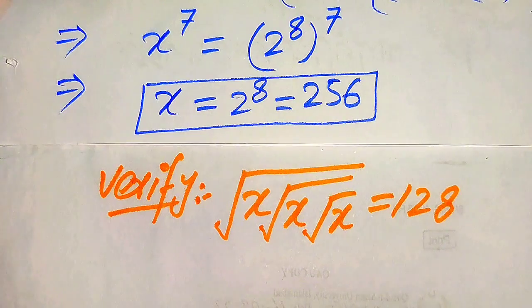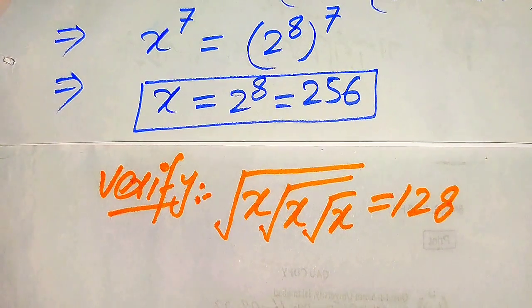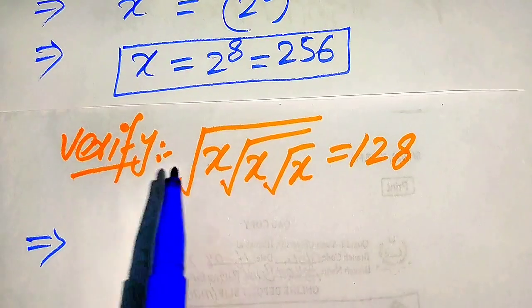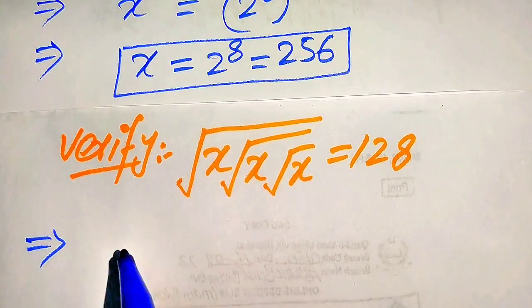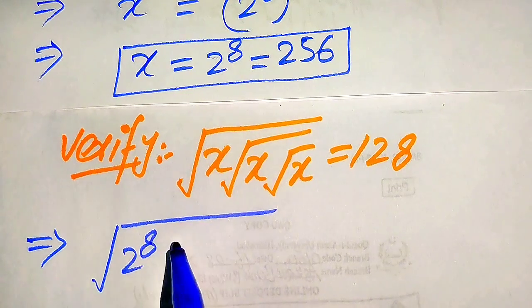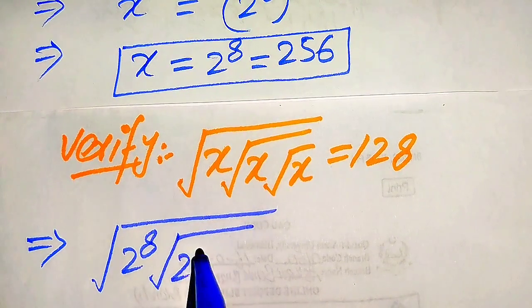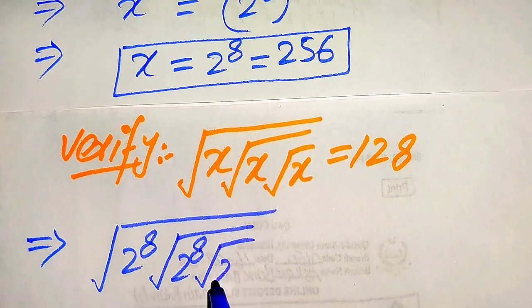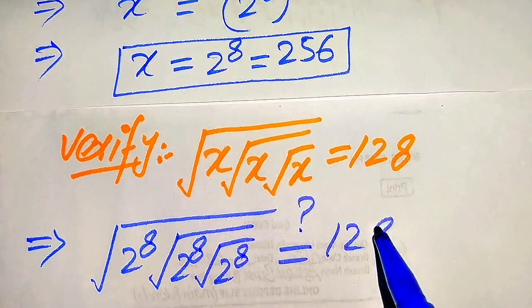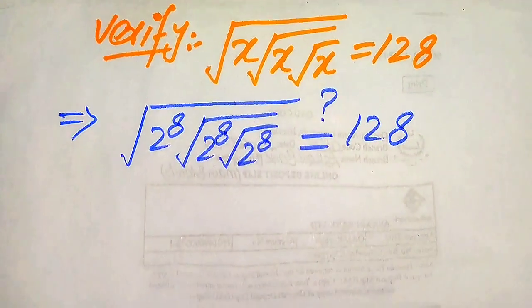is equal to 128. So here we put the above value of x in the left hand side of this equation, so that when we put this value of x here, it will be written as square root of 2 to the power of 8 into square root of 2 to the power of 8 into square root of 2 to the power of 8. And here we check, is this equal to 128 or not?